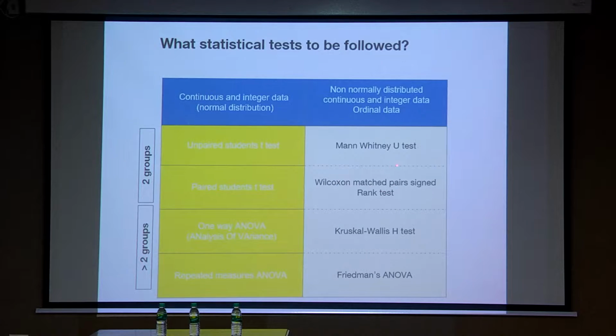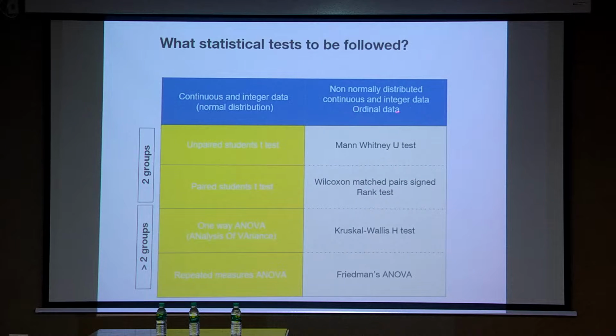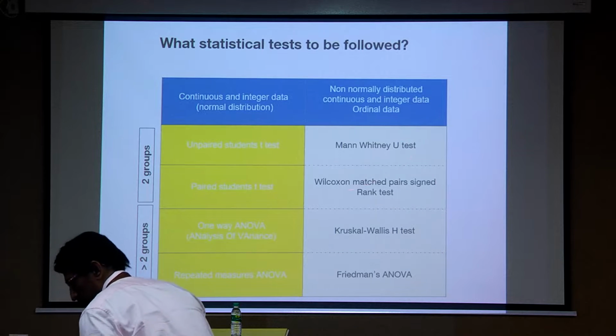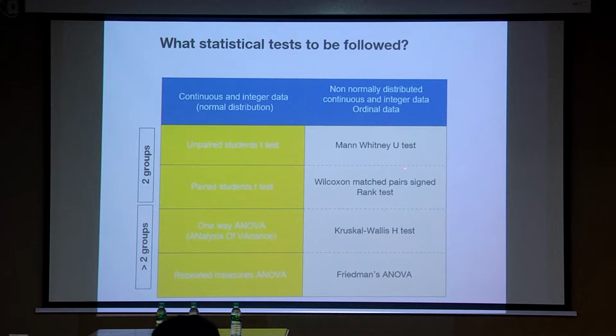Why am I choosing this test? Because it is ordinal data, visual analog score. Why am I choosing this Wilcoxon test? Because we have 2 groups, we have ordinal data, and this is a paired test.